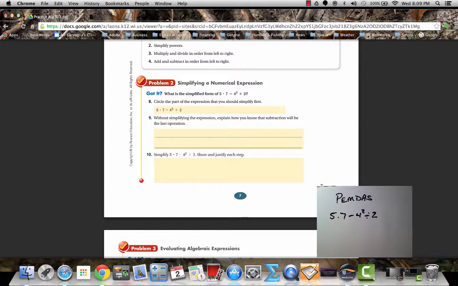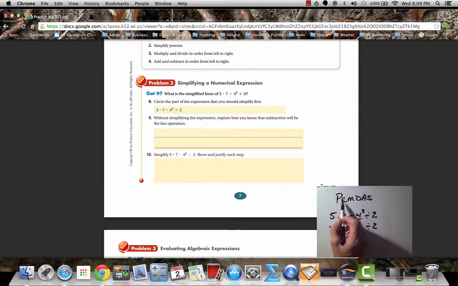If we look down PEMDAS, we look at P. Are there any parentheses in here? Nope. So we don't have to worry about parentheses. But we look at E. Are there any exponents in here? Well, we see an exponent or a power right here. So we're going to do that first. So this is going to be 5 times 7 minus 4 squared, which is 16, divided by 2.